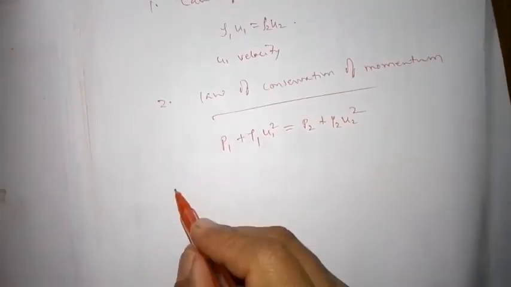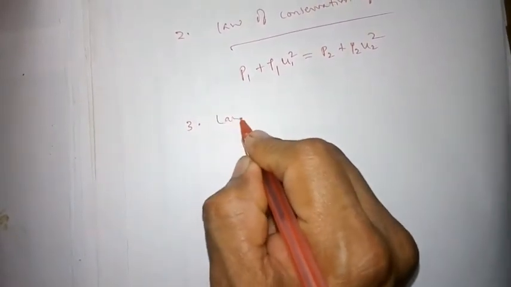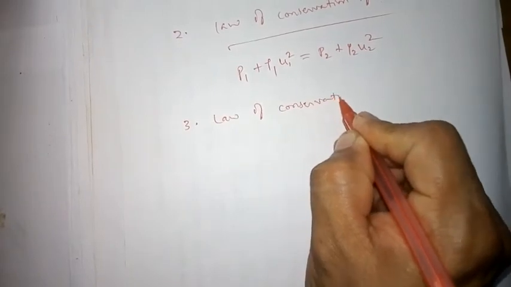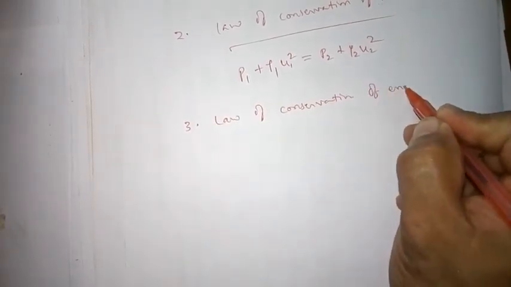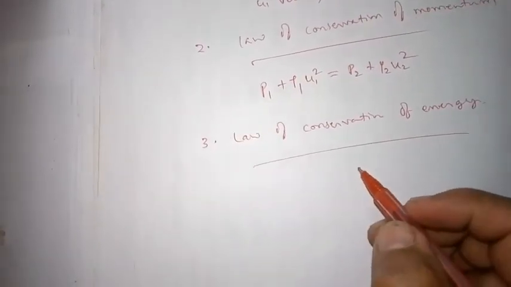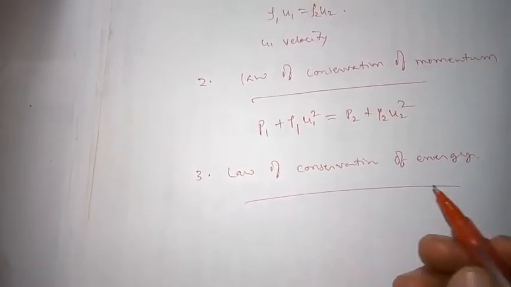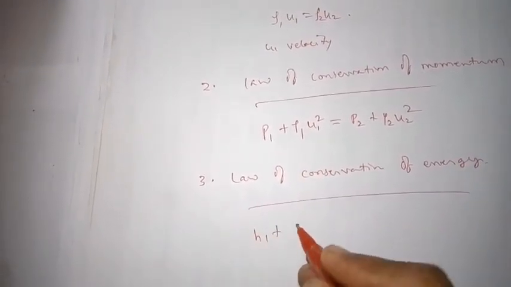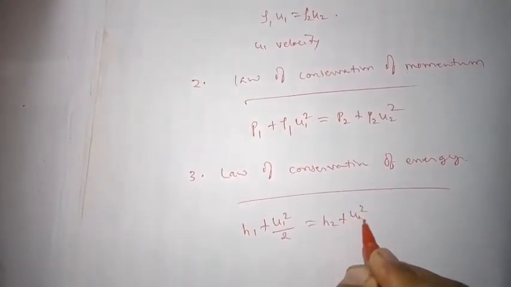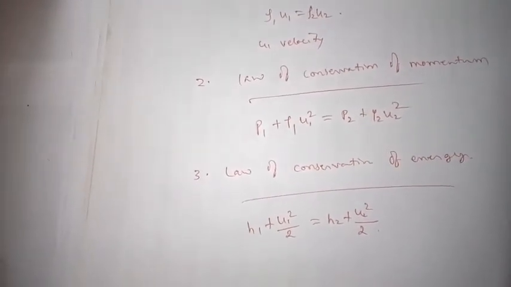The third law is the law of conservation of energy. The total energy of a closed system remains constant and is independent of any changes occurring within the system. That can be represented mathematically as H2 plus u2 squared divided by 2. This is conservation of energy.